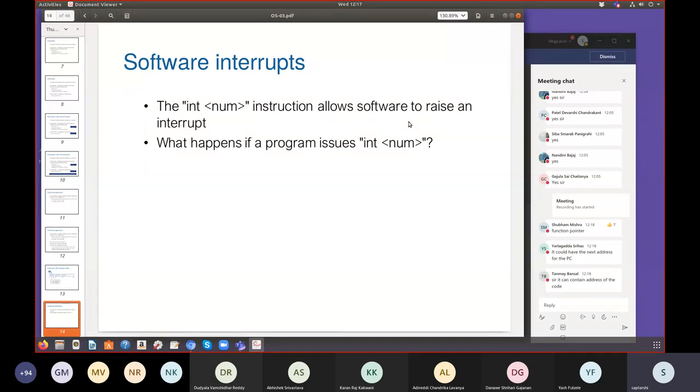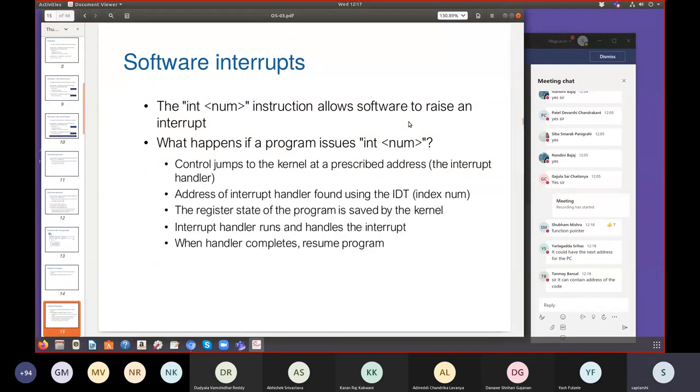So what happens when a program issues int num? Control jumps to the kernel at a prescribed address, which is the address of the interrupt handler. And how will the kernel know? How will this address be filled into the CPU? Using this IDT. As I said, there is a register holding the starting address of the IDT, and using that it knows the size of every entry of the IDT. So it can figure out the entry with index num in the IDT, and that is the next instruction address. So that is the interrupt handler within the kernel. So it should run.